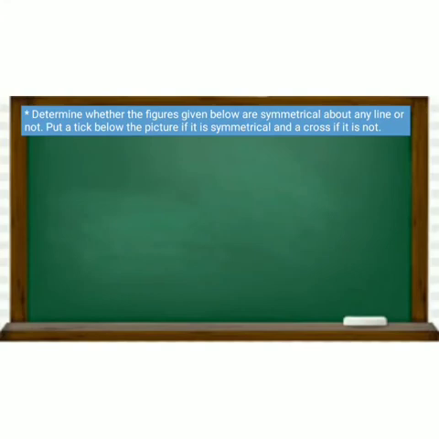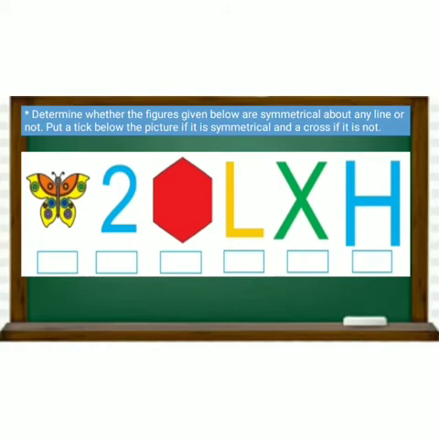Now determine whether the figures given below are symmetrical about any line or not. Put a tick below the picture if it is symmetrical and a cross if it is not. Now some pictures are given and you have to identify them. If the given figure is symmetrical, then put the right mark over there, and if the picture is not symmetrical, then put the cross mark over there.